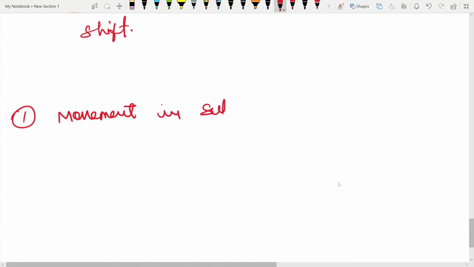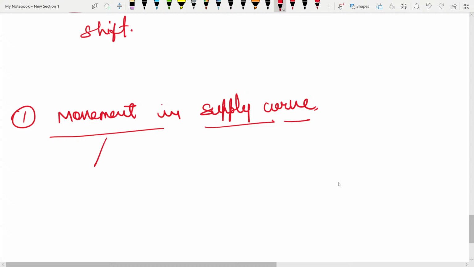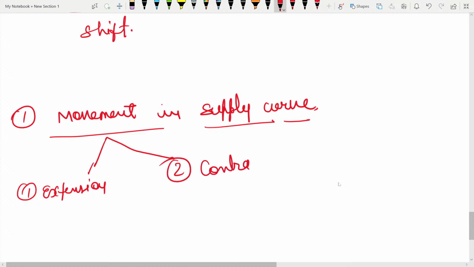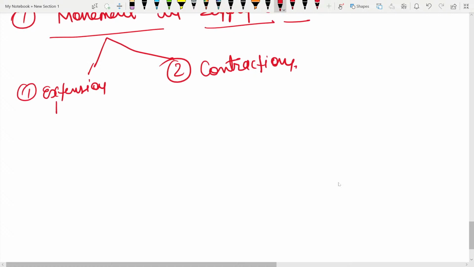movement in supply curve. So what are those factors which are responsible for changing movement in supply? First of all, let me tell you that if we are talking about movement, it can take place in two ways. In movement, two terms that we can write are extension and contraction. So what does extension mean? As we all know, extension is some extended at some point.